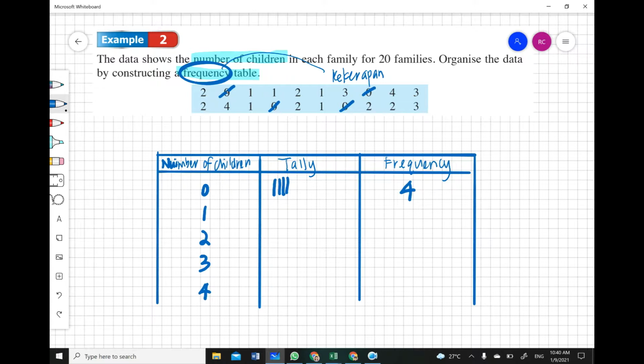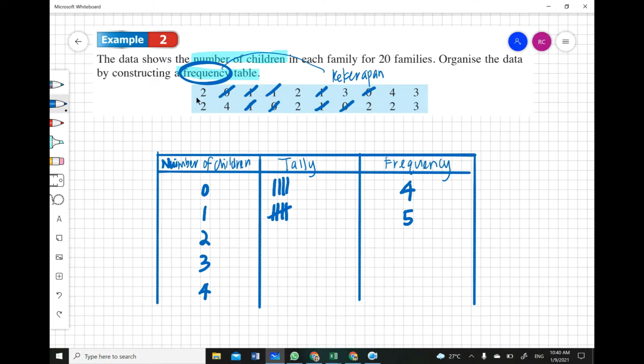Then we look for number 1. Number 1 here, we make a marking like that. Another number 1, another marking, and another. When it reaches 5, we cannot use a straight line anymore. We need to cross it, and it becomes one bundle. One bundle means 5. So straight away we know it's 5, we don't have to calculate anymore.